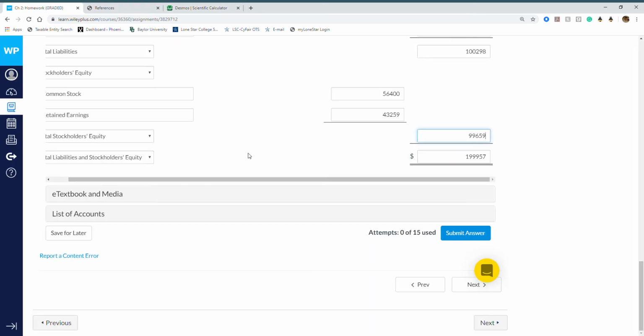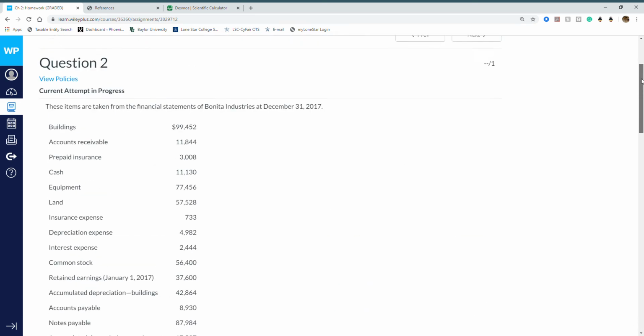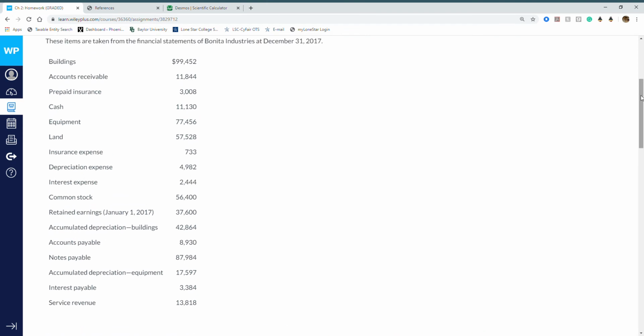Now that's the quick way. If you want to actually take the time, you can go right here, and the first thing that you would have to do is find net income. So I'm going to show you that you can do it both ways. First off, we don't see any dividends at all right here, so that's cool. So all we have to do is take our revenue, which is only this one, service revenue, 13,818.